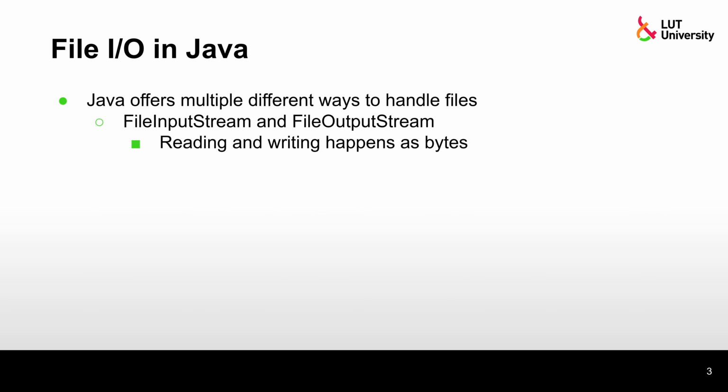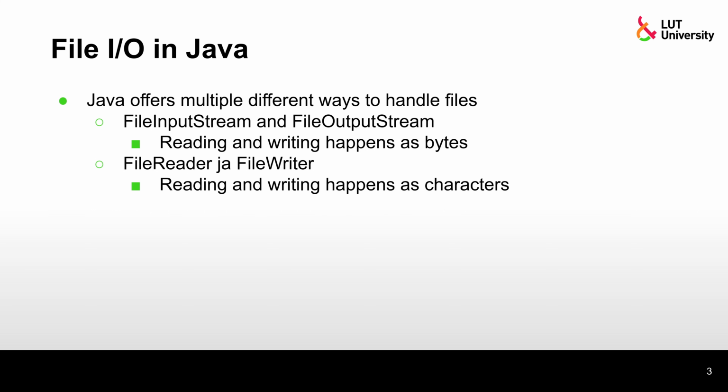And when we are using these objects, we are reading and writing in bytes. So not lines or strings, but bytes. And then we have FileReader and FileWriter, and now we are reading and writing as characters. So Java fully supports UTF-8, so we can write characters that can consist of several bytes. And everything is found in the Java IO library.